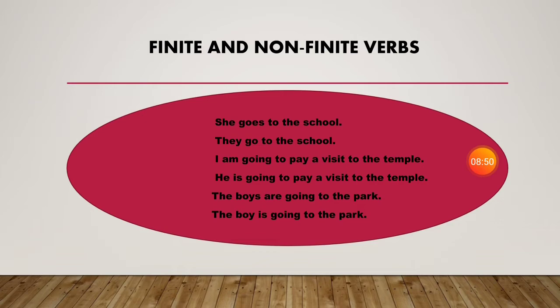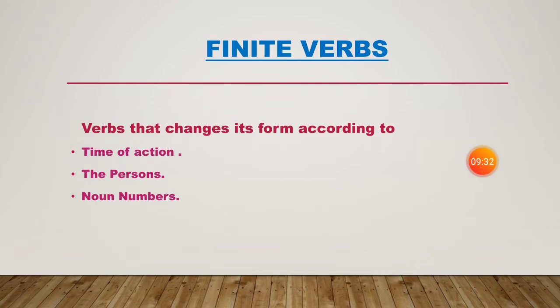A verb that changes its form according to the time of action, that is present, past and future, according to noun number, that is singular and plural, and according to the person, that is first person, second person and third person. Now come to non-finite verbs. You can see there is written non. So it is very clear that verbs that do not change their forms in any of the cases and retain their form are known as non-finite verbs. Very simple. Now let's move on to the next slide.